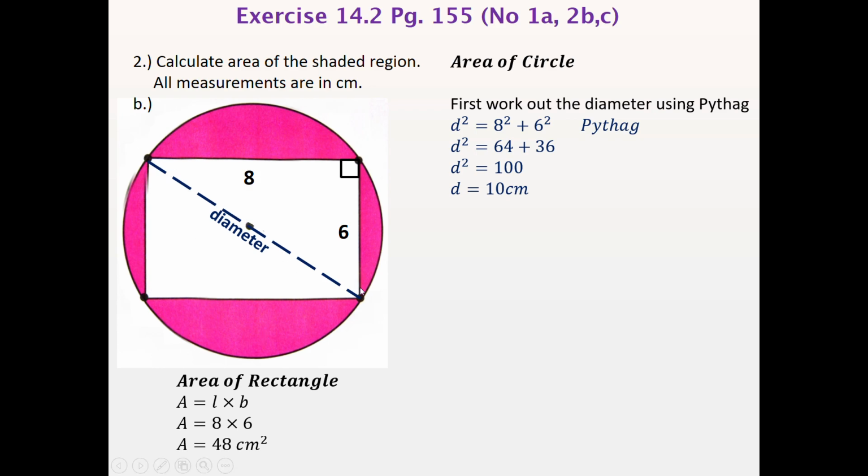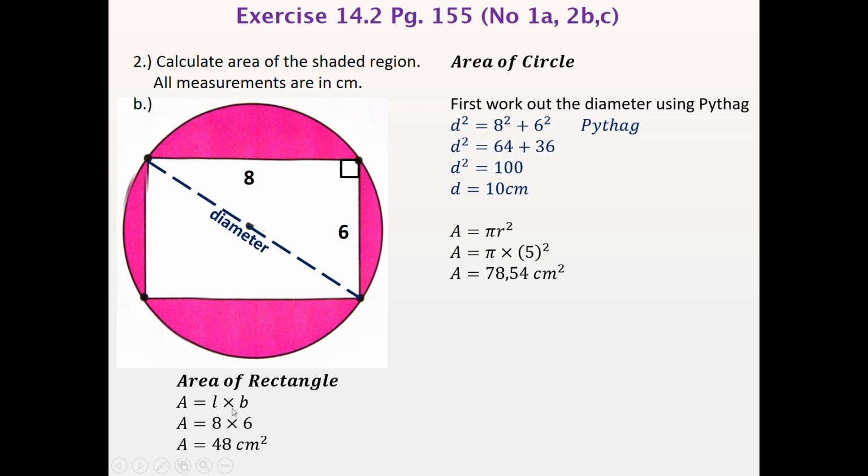Okay, so if the diameter is 10, then what is the radius? Okay, the radius will be half of that. So my radius will be 5 centimeters. So I can now calculate the area of a circle. So area is equal to pi times radius squared. So pi times 5 squared. And that will give me 78,54.